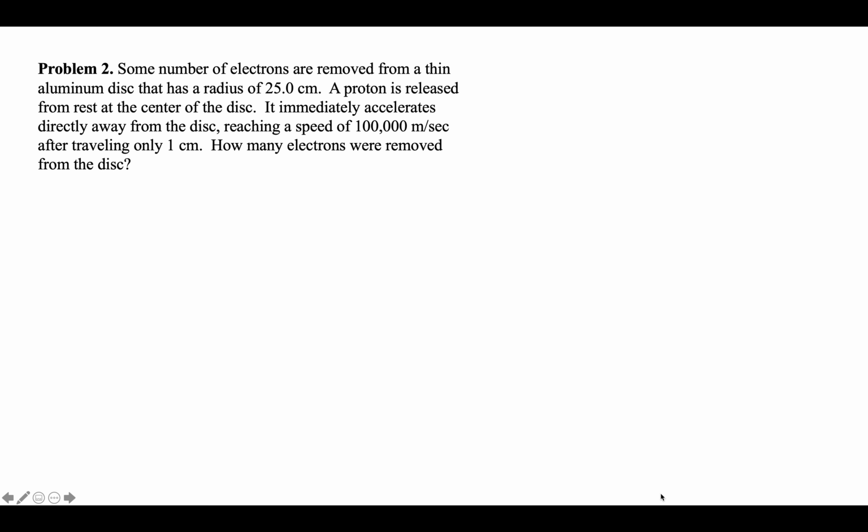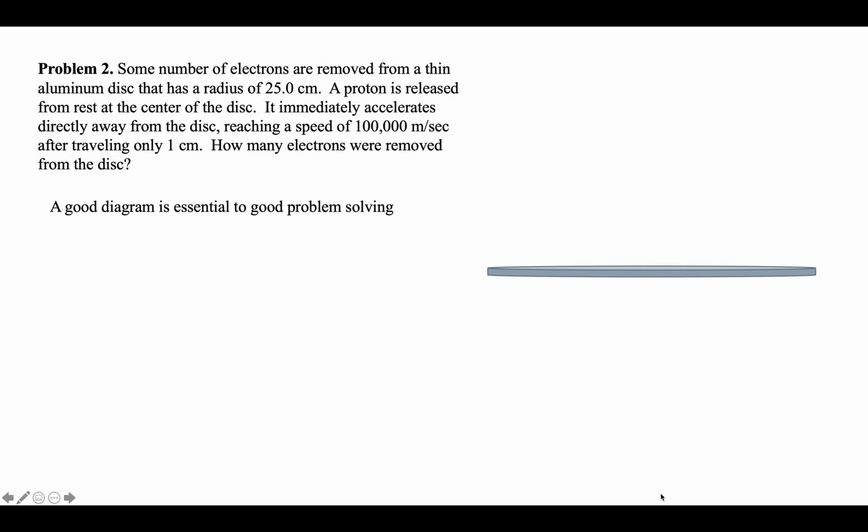It accelerates away from the disk, reaching a speed of 100,000 meters per second after traveling only 1 centimeter. How many electrons were removed from the disk? If you remove electrons from the disk, it'll be positive. It'll push a proton away because a proton's positive. Makes sense? Let's draw a diagram.